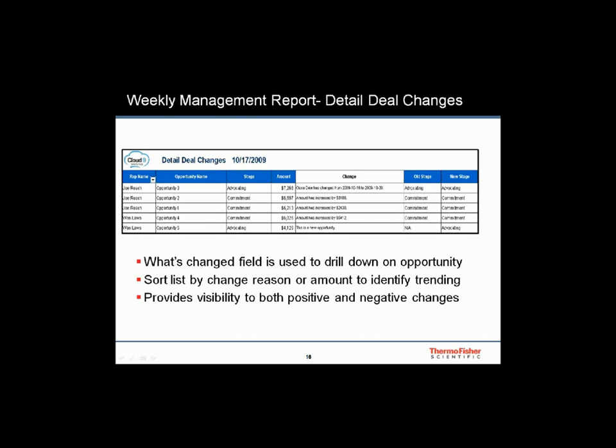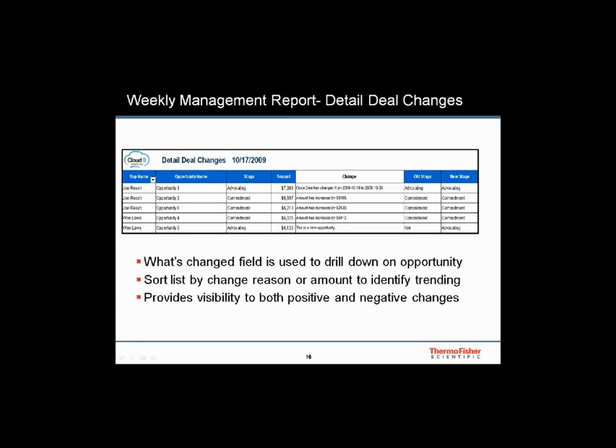So the next report that we look at on the weekly sales distribution is the detail deal change. This is really the bread and butter of Cloud9, and the ability to look at opportunities and only identify those opportunities that have changed. As you can see here, there's a change field as well as some additional supplemental information like amount, old stage versus new stage, and there are some additional fields that were cut off within the screenshot.